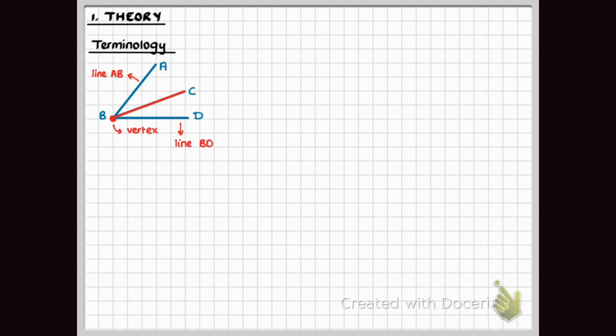And then if we look at line CB or BC that's been highlighted, that we call the common line. That means that it's a line that's shared between two different angles. And now let's look at naming the angles.